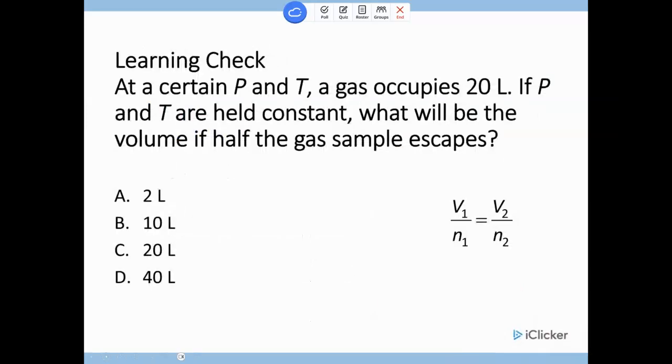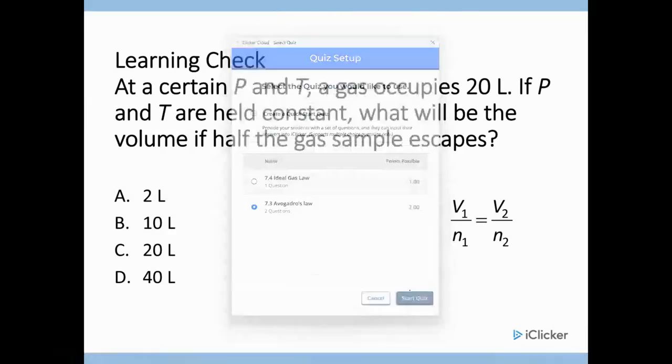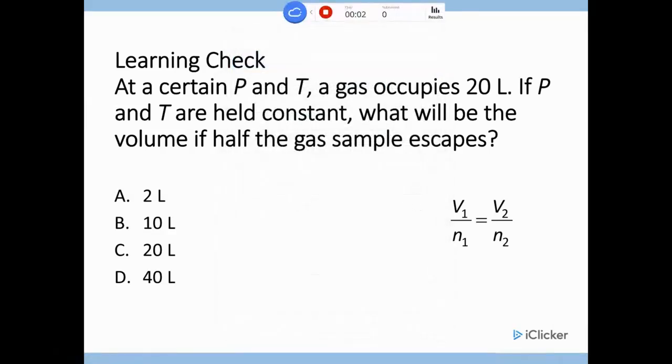And with that, we'll right away go to some iClicker questions. So this one's not on your slides. If we have a gas at a certain pressure and temperature, those are remaining constant. The gas occupies 20 liters. And let's say half of the gas sample escapes. What's that final volume? This is more of a conceptual question. We don't have a bunch of values to work out an equation. So if we think about losing half the gas, then what happens to the volume? And then you have 2 questions that are being pushed to your devices. The second one is the learning check that's in your slides.